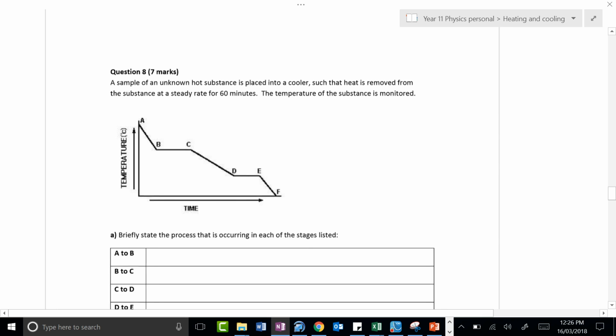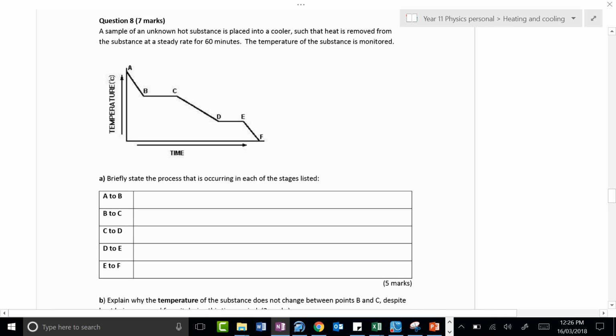Now, we've got a substance here, and what I'd like you to do is, Sophie, what's happening from A to B? So the temperature is decreasing. But to be more specific, what would you consider that to be? A gas, a solid, a liquid? A gas, yes. So just say that. Can you just say, please, what state it's in? The gas is cooling. Gas is cooling would be enough.